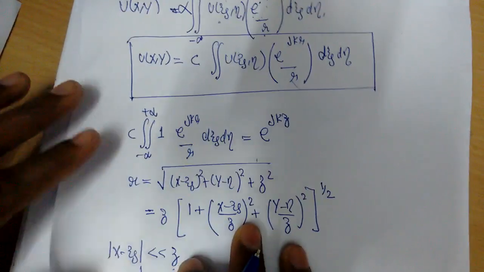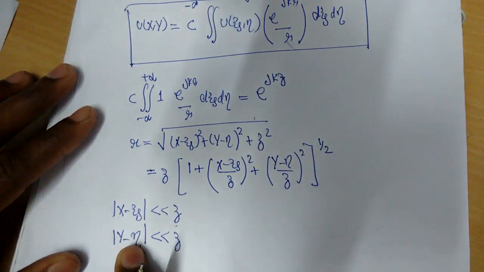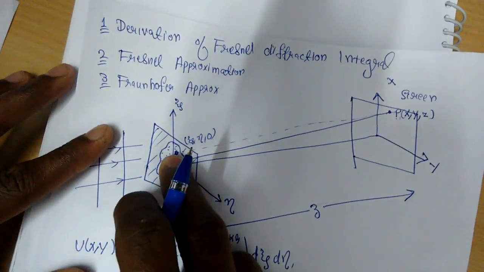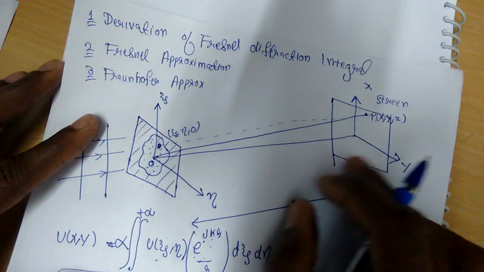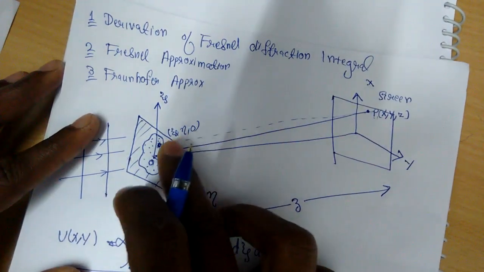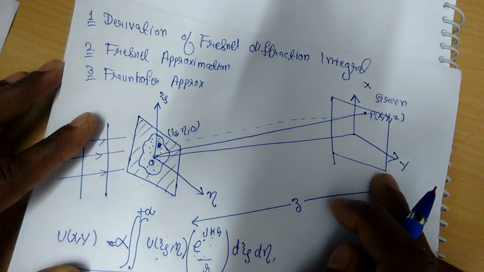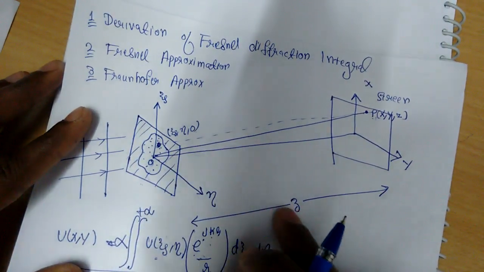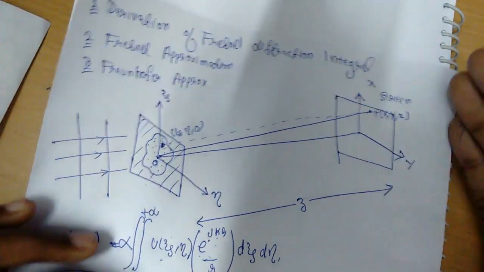So what is the physical meaning of that? As you know, this zeta eta plane is your initial plane, the plane where your initial aperture is, and this xy plane is your screen. So x minus zeta, what does it mean? The maximum values of zeta and eta will be decided by the size of this aperture, and the maximum values of x and y will be decided by the size of the screen. So x minus zeta will be very small if the size of the aperture is very small as compared to the distance z. Similarly, y minus eta will also be very small as compared to the distance z, only when the size of the aperture is very small. Well, the smallness is with respect to the distance z here.